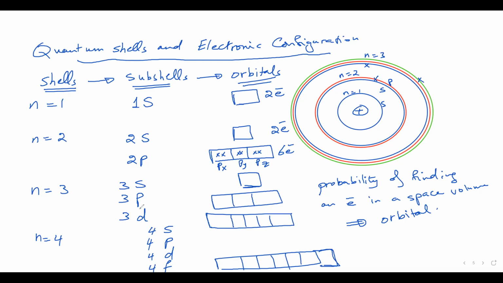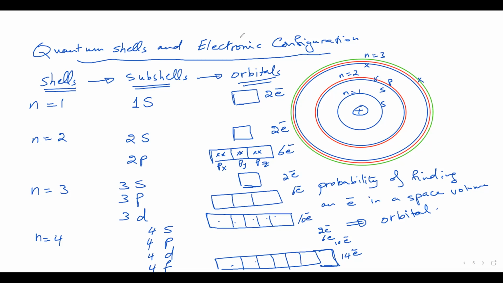Okay. For the third shell, it has three subshells. The s can take 2 electrons. The p can take 6 electrons because it consists of 3 orbitals. The d can take 10 electrons because it has 5 d orbitals. For the fourth shell, the s takes 2 electrons. The p takes 6 electrons. The d takes 10 electrons, and the f will take 14 electrons because it has 7 f orbitals.